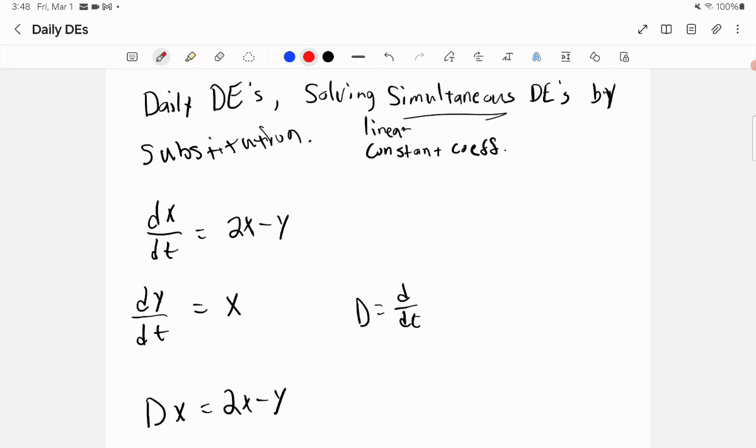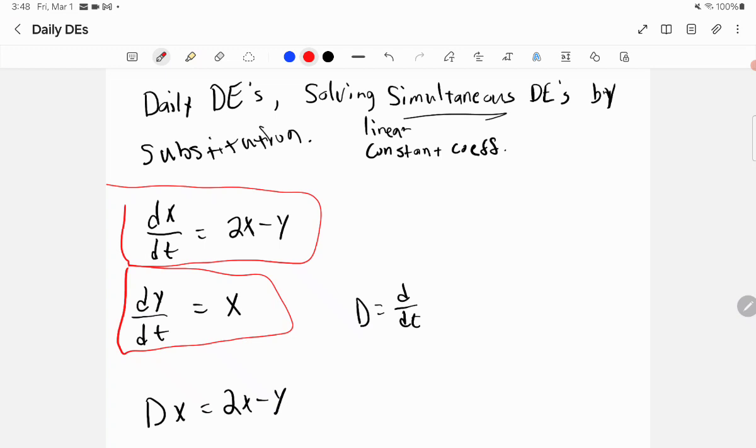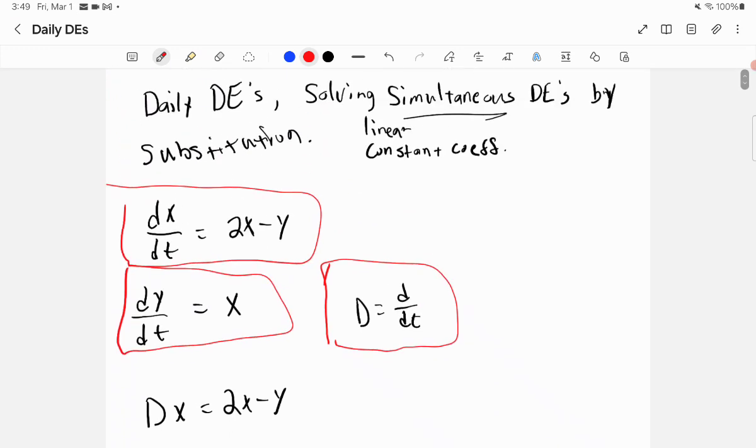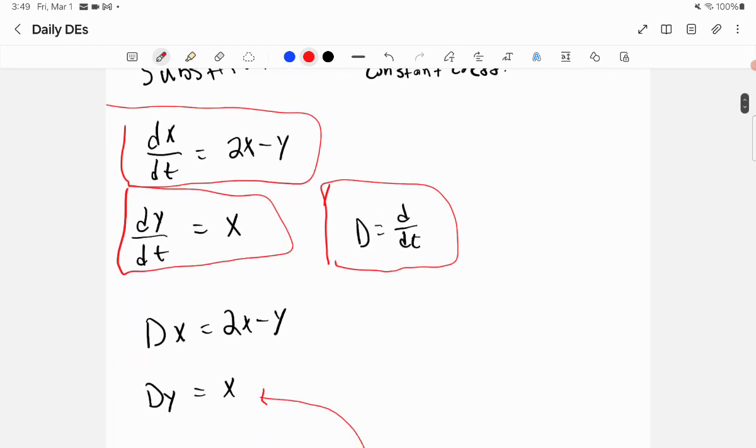So I have this set of simultaneous differential equations. dx/dt is equal to 2x minus y, and dy/dt is equal to x. And then we're going to use the notation that D, the differential operator in this case, is going to be d by dt. We're going to see that using the differential operator is a pretty powerful technique to solve differential equations. This is, by the way, a set of linear first-order constant coefficient differential equations, so we can use this method in this scenario.